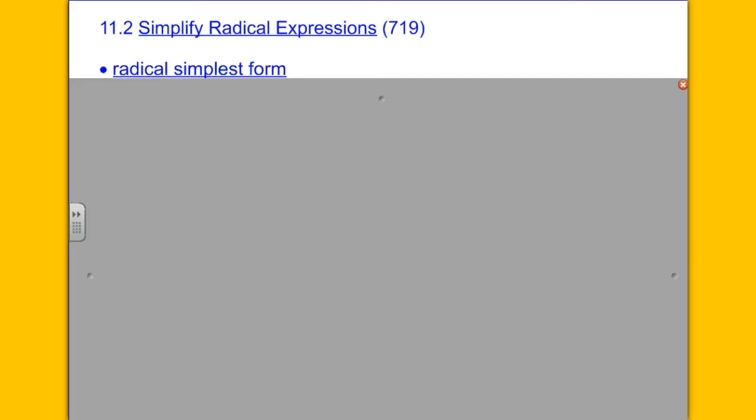Today we are in Chapter 11, Section 2, Simplifying Radical Expressions. So we have already worked with radical expressions last year and earlier this year. So who can recall what makes a radical in simplest form?